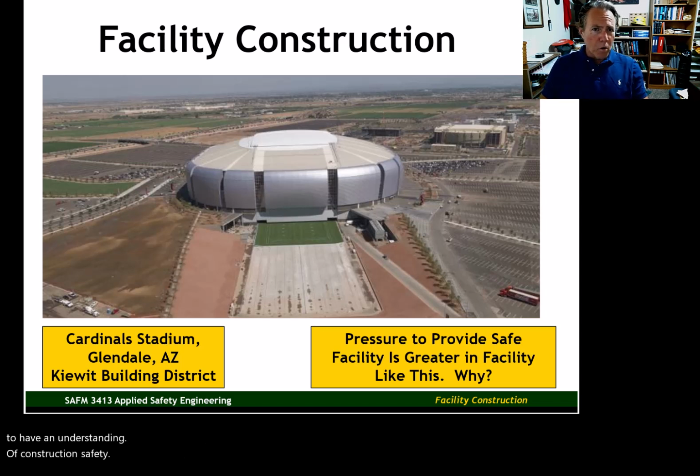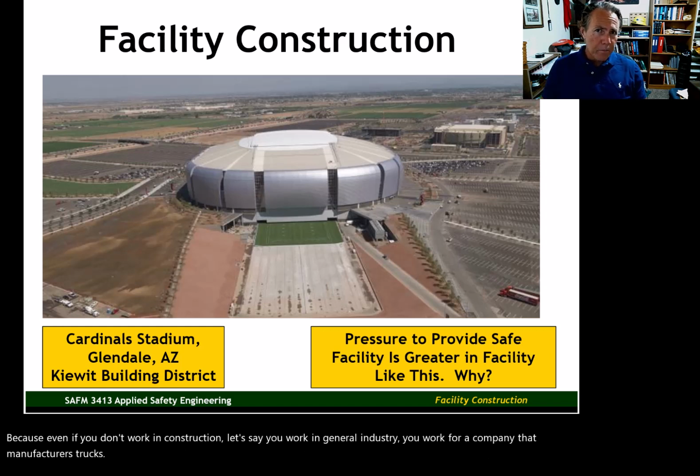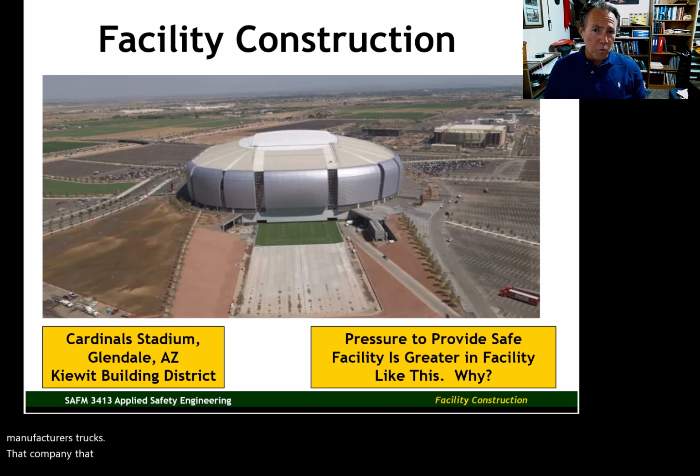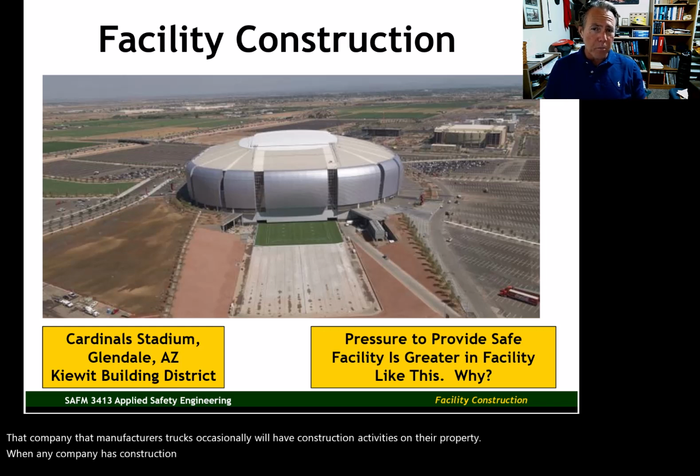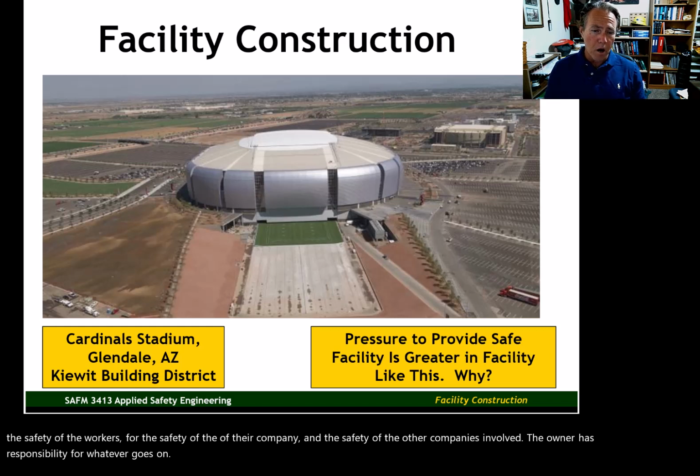Because even if you don't work in construction, let's say you work in general industry, you work for a company that manufactures trucks. Well, that company that manufactures trucks occasionally will have construction activities on their property. When any company has construction operations on their property, that company is partly responsible for whatever goes on, for the safety of the workers, for the safety of their company and the safety of the other companies involved. The owner has responsibility for whatever goes on their property, within their property's boundaries.